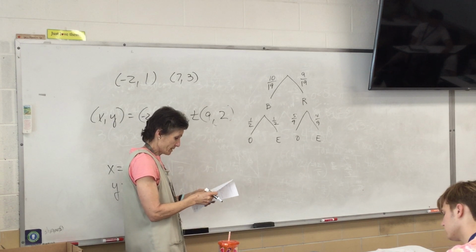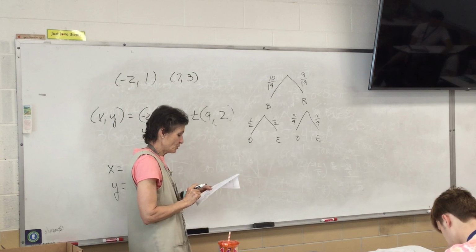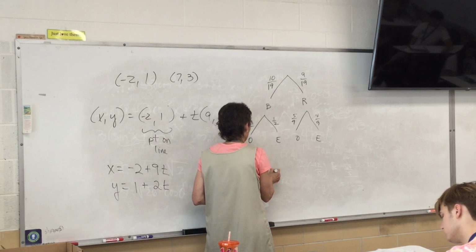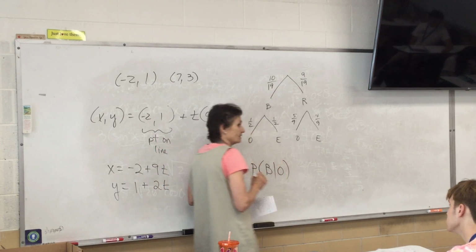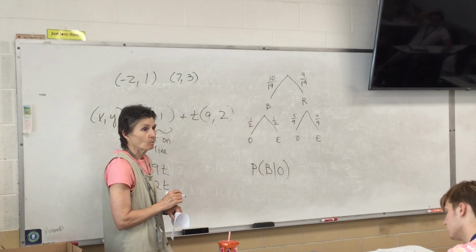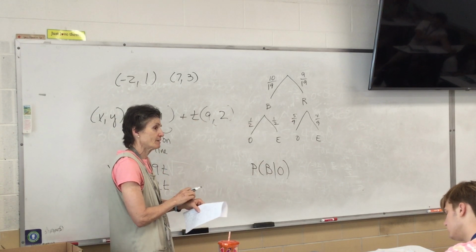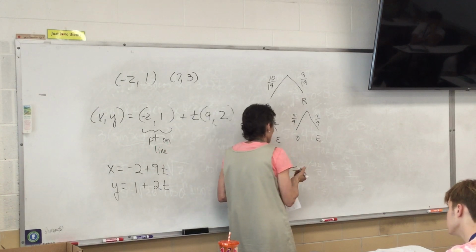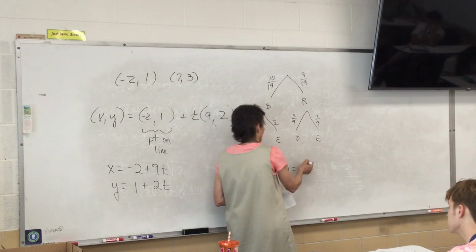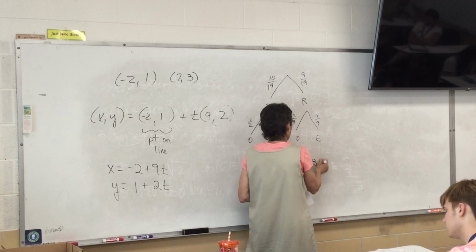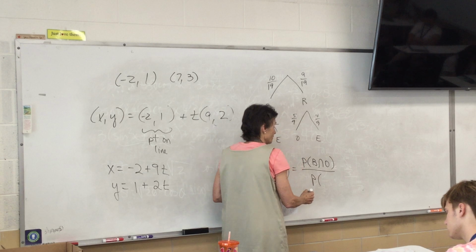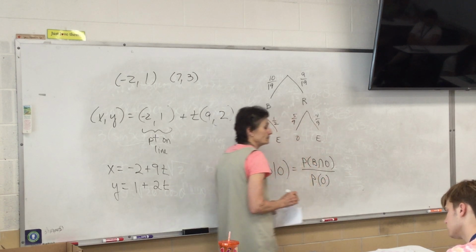So the question is, given that you choose an odd, what's the probability it's blue? So what's the probability of blue given odd? That's what you're looking at. What is the probability of blue given odd? So, what's our little formula for conditional probability? Probability of both over the probability of odd.